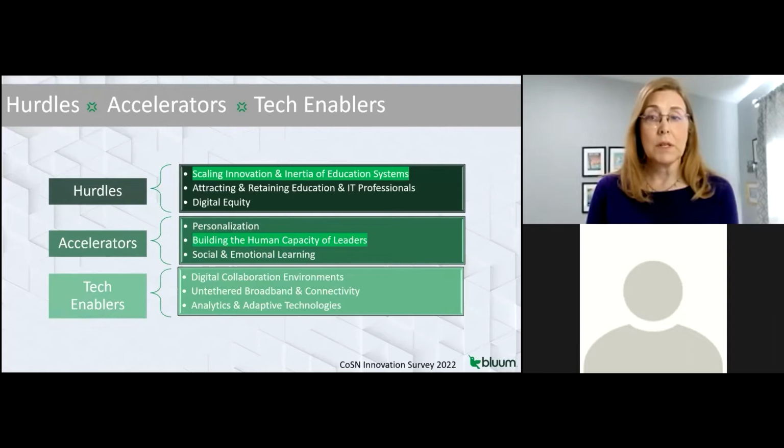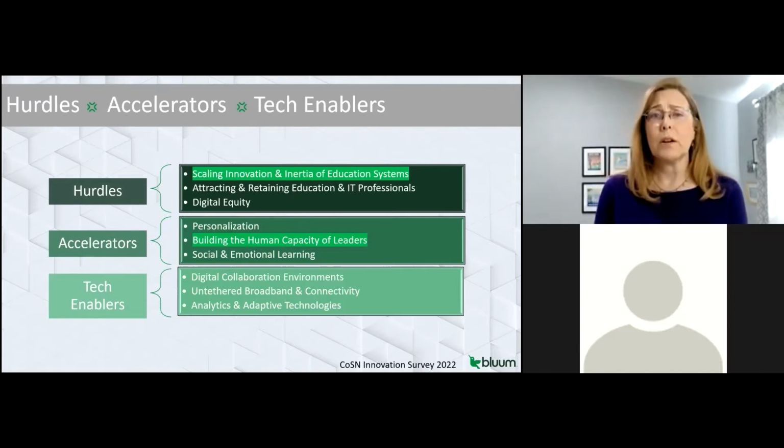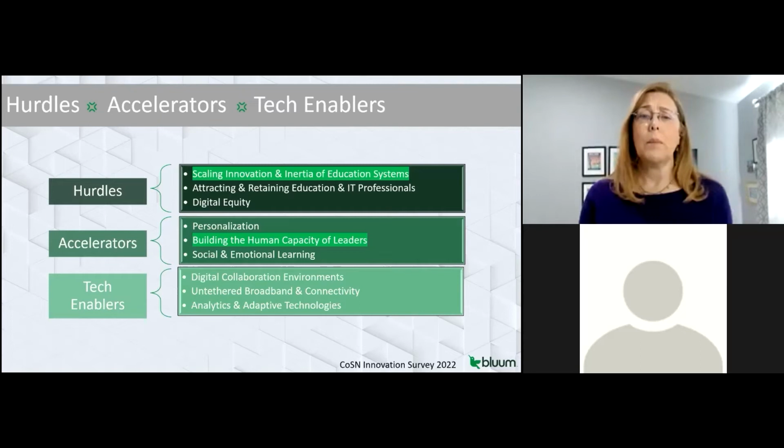inertia of education systems. So what happened as a result of our experience in the pandemic, and how do we reflect on that, take what was great and really worked and changed and impacted what we were doing for our students, and how do we scale that innovation, and how do we overcome that typical inertia that we see and feel in our education systems, and how do we keep moving forward and build on the successes we may have seen. And then also accelerators, building the human capacity of leaders and looking at how do we support our teachers as leaders. And so we'll continue to really focus on those two areas as well today.